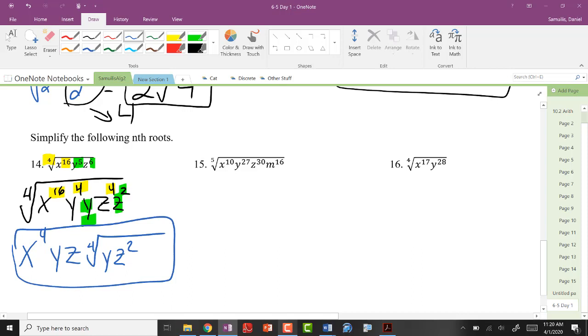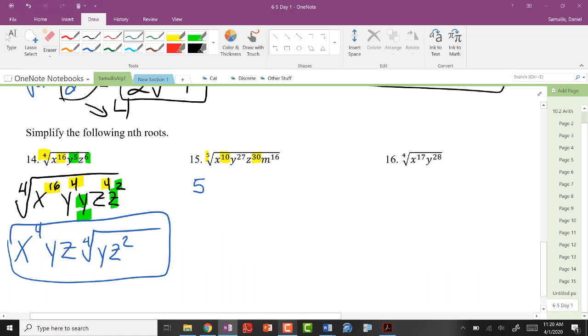All right, last couple here. So my index is 5. So I need numbers that are divisible by 5. The 10's good to go. Nope. 27, nope. 30 is good to go. 16, not so much. So we're going to rewrite those so that I get a number that is divisible by 5. Again, I'm just going to leave my x to the 10th and my z for a moment. So I have the 5th root of x to the 10th, but we need to make y to the 27th into y to the 25th times y squared, z to the 30th is good, m to the 15th times m. Why again? Because that's the number that's less than 16, divisible by 5.